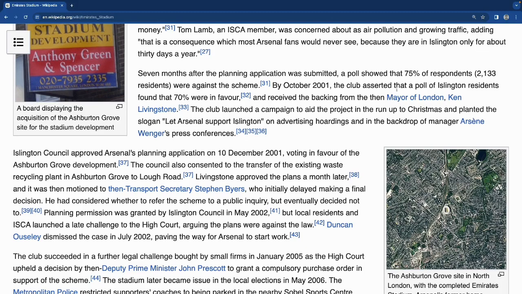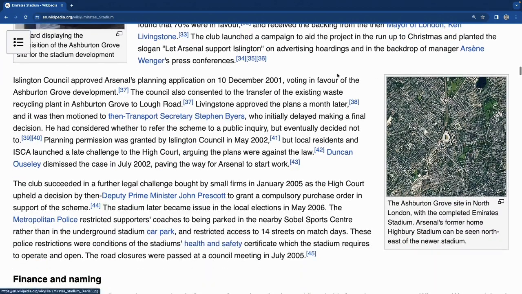Now, this is very important because you got to understand the company had to engage in terms of how to manage the issue. A campaign to aid the project ran up to Christmas, with the planted slogan, let Arsenal support Islington. And then finally they approved the whole project. So you can see this part here, how they had to manage the stakeholders. Remember, keyword: how did Arsenal manage the stakeholders? Through managing the local residents' challenges.